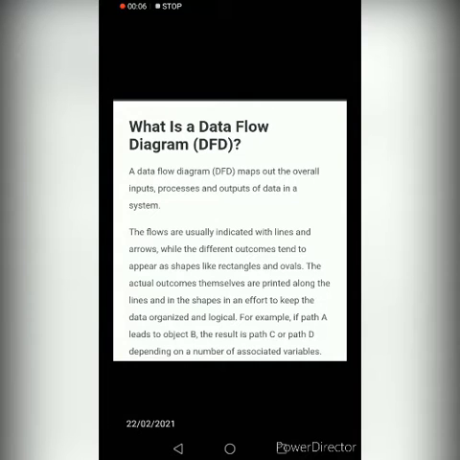A data flow diagram maps out the overall inputs, processes, and outputs of data in a system. Basically, it illustrates where the data comes from, what the processes are, and of course the destination of the data. This is actually important especially if your system is highly database driven.